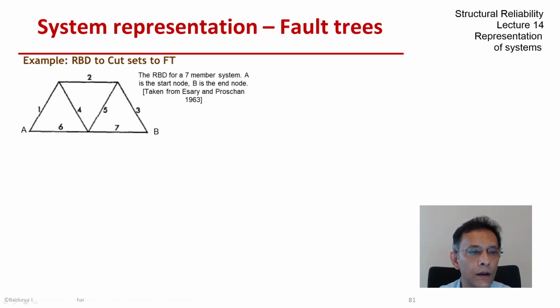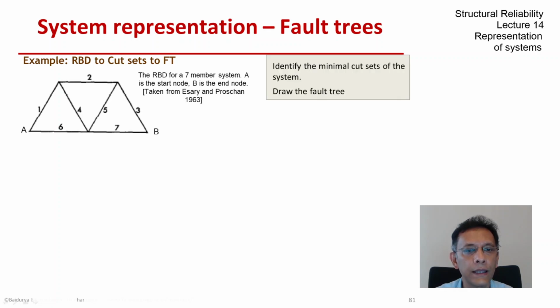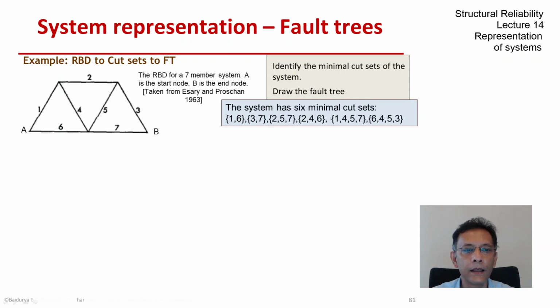Likewise, the next one we could see by inspection would be 3, 7. So if 3 and 7 are both failed, then obviously there is no path from A to B. This way, if we proceed, we would figure out that there are 6 minimal cut sets for the system.